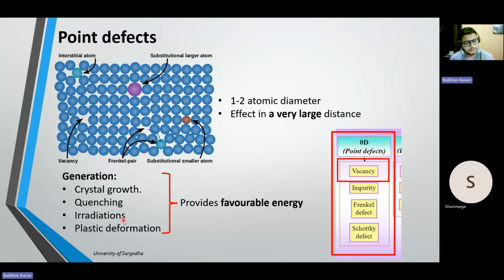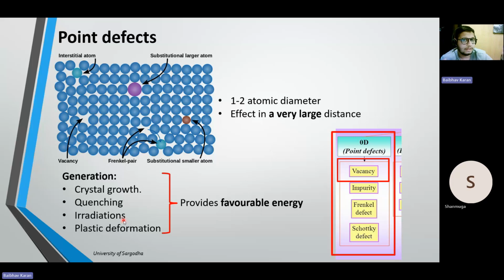Then one may ask the question: we want a solid to be purely crystalline, so why are we introducing defects in that material? Because the defects will affect the properties. It is like creating a nuisance in the case of materials. Why are we adding that?